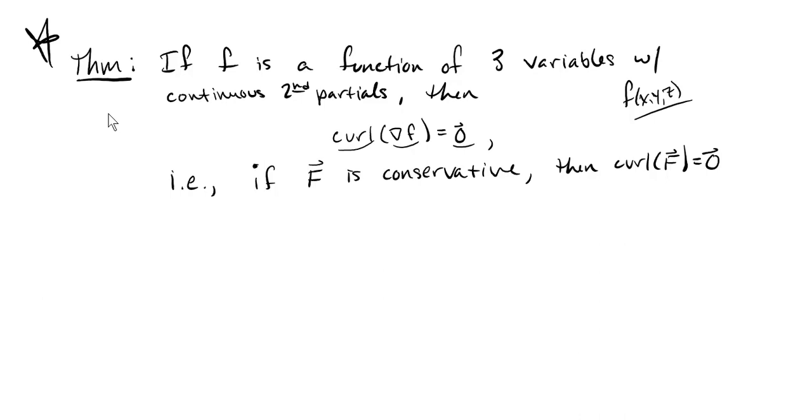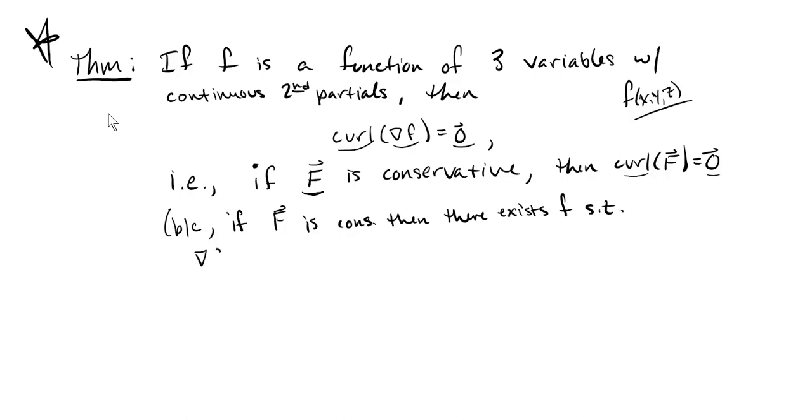And I've written down here just another phrasing of this. In other words, if you have a conservative field, capital F, and it's conservative, right? Then the curl of it has to be zero, right? Because if F is conservative, then there exists little f such that the gradient of little f equals the field. Well, that just means the curl of the field is the curl of that gradient.